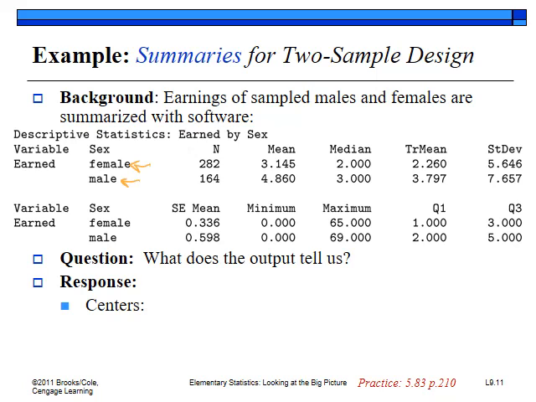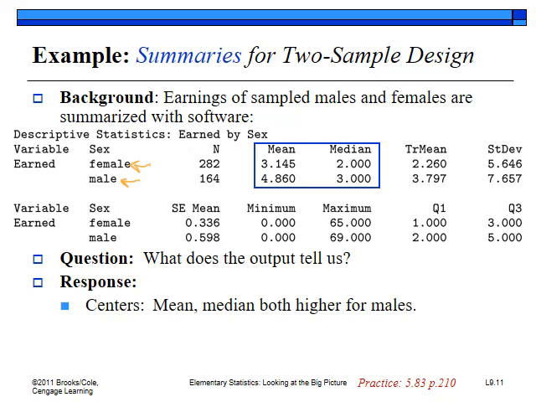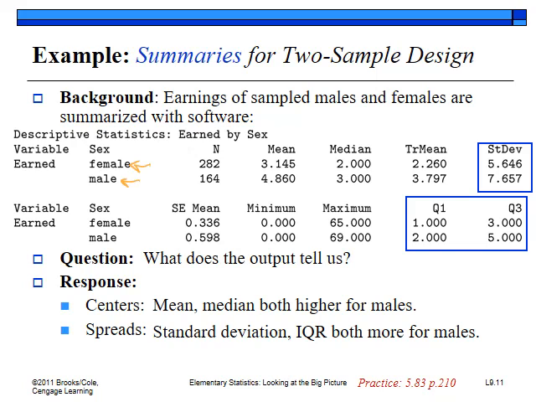First, let's look at the centers. We have two measures for the center, the mean and the median. Note that for both, they're higher for the males. Next, we look at spreads. We have two measures for spreads, standard deviation and IQR. The standard deviation for males is higher, and the IQR for males, which is 3, is bigger than the IQR for females, which is 2.